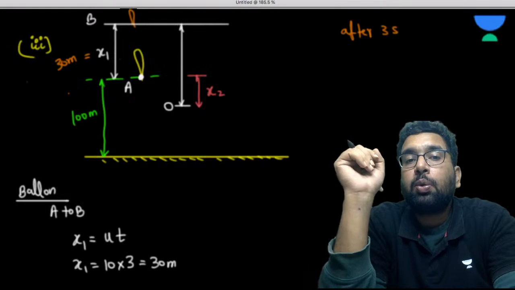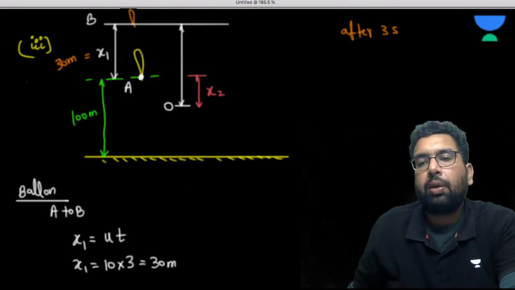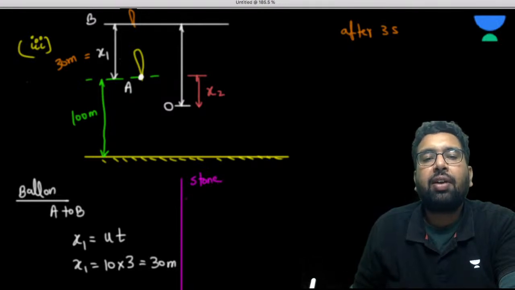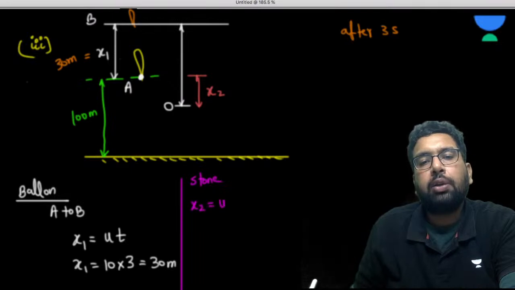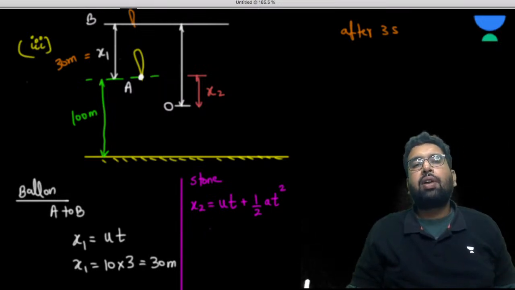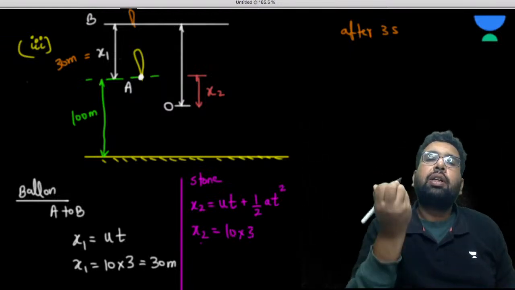But the stone is x2 downward. Now let's apply this for the stone. For the stone, what happens? The stone will have the influence of gravity. So what is going to be this x2? x2 is equal to ut plus half at square. Now can we write x2 is equal to 10 into 3? How is this 10? Because the initial velocity is upwards now.